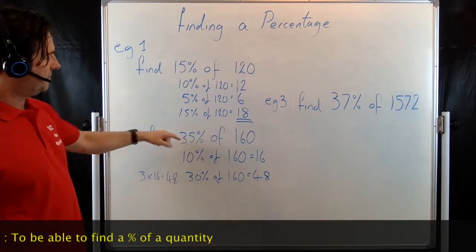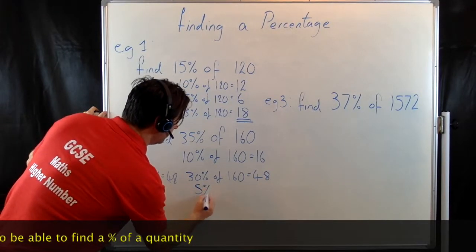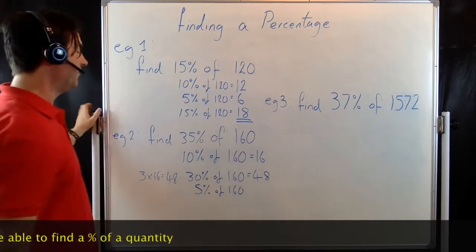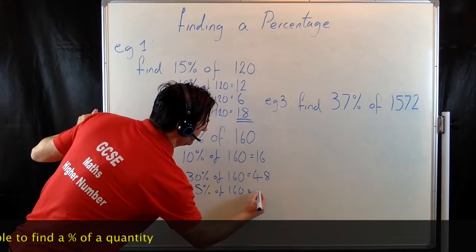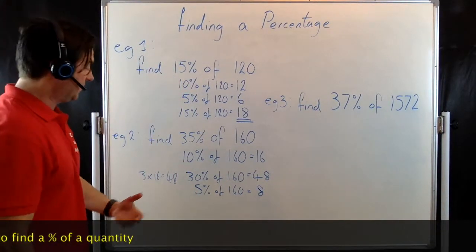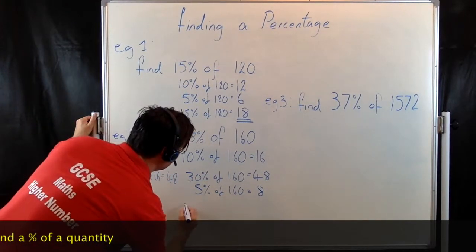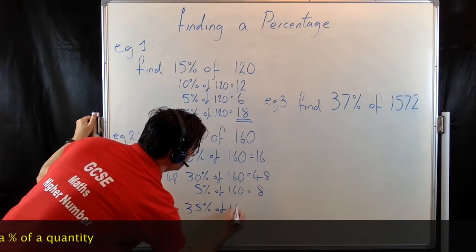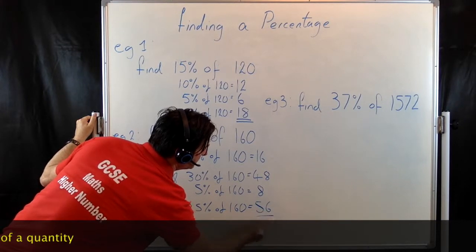I need to find 35%, so I need to find the 5% again. 5% of 160 is going to be half of what 10% was. 10% was 16, so 5% will be half of that, which is 8. So now to find 35%, I've just got to add 30% to the 5%, which gives me 35% of 160 as being 56.